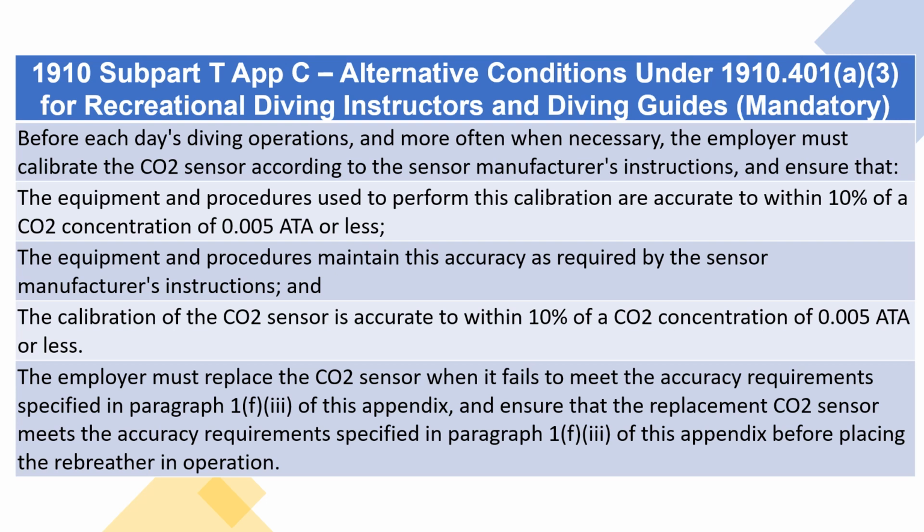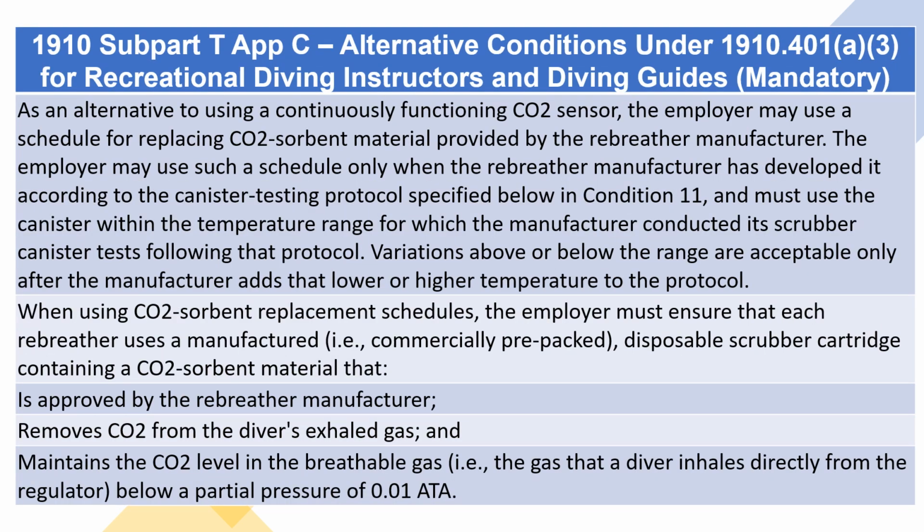The employer must replace the CO2 sensor when it fails to meet the accuracy requirements specified in paragraph (1)(F)(3) of this appendix, and ensure that the replacement CO2 sensor meets the accuracy requirements specified in paragraph (1)(F)(3) of this appendix before placing the rebreather in operation. As an alternative to using a continuously functioning CO2 sensor, the employer may use a schedule for replacing CO2 sorbent material provided by the rebreather manufacturer.